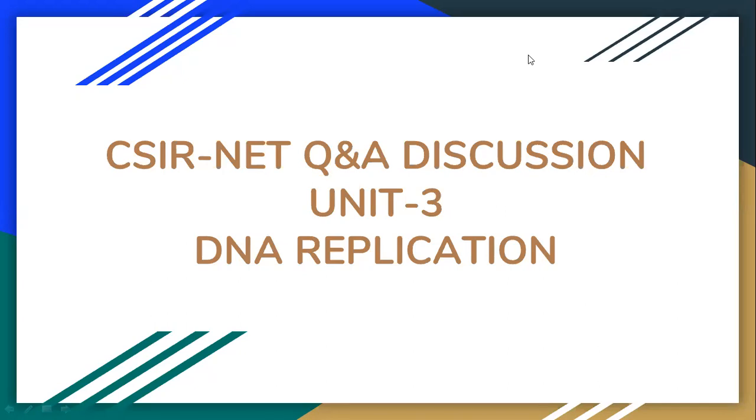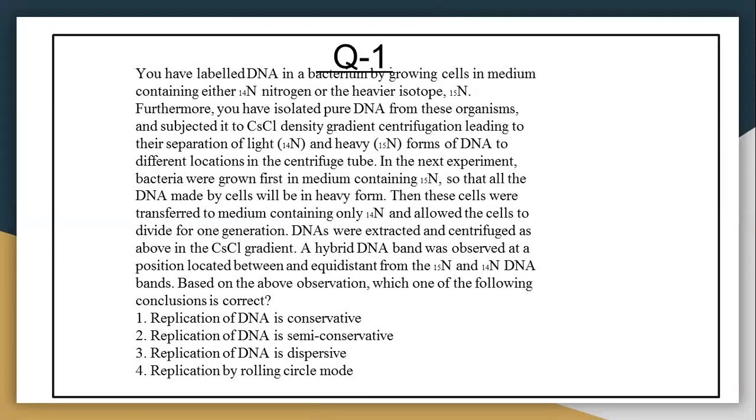The unit 3, DNA replication. Now the first question of the previous year CSIR question paper: you have labeled DNA in a bacteria by growing the cells in a medium containing either N14 nitrogen or the heavier isotope N15. That is, like you have studied in the Meselson and Stahl experiment.